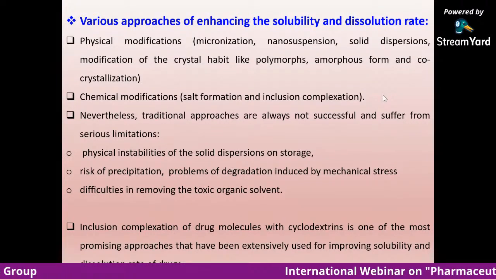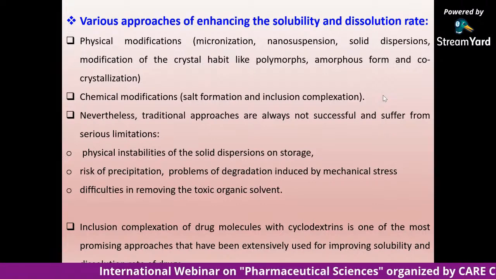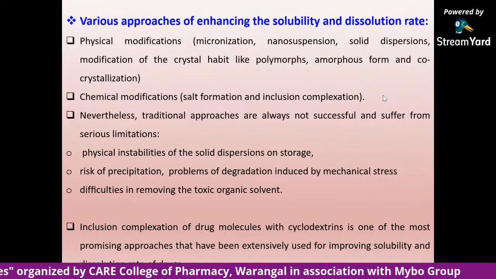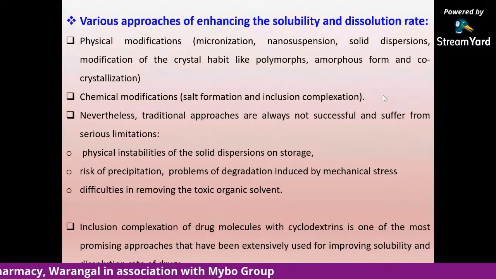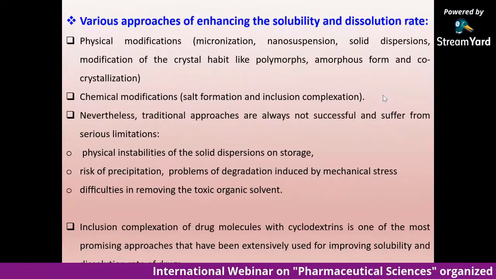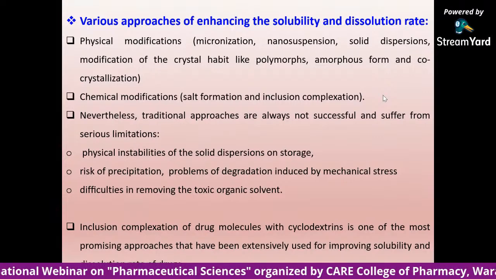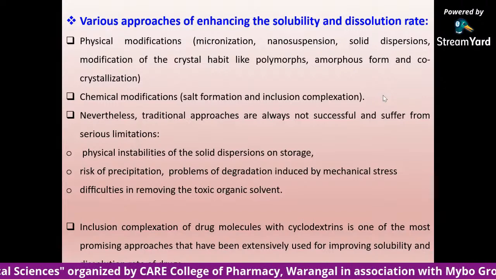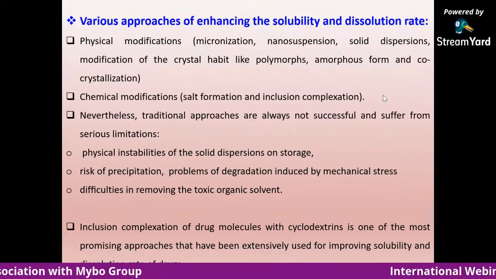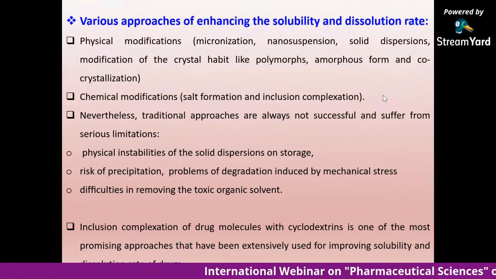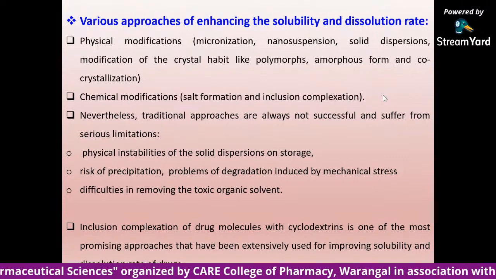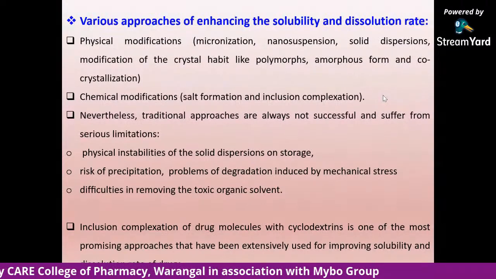However, traditional approaches are not successful to the best of their level and suffer from various limitations. For example, the physical instability of solid dispersions on storage, the risk of degradation induced by mechanical stress, and the difficulties in removing toxic organic solvents. Friends, organic solvents are very much important to form our drugs. In the same way, they are very dangerous or toxic if they are present in the products at a higher level than prescribed, and it is very difficult to remove them. Inclusion complexation of drug molecules with cyclodextrins is one of the most promising approaches that have been recently and extensively used for improving the solubility and dissolution rate of drugs.